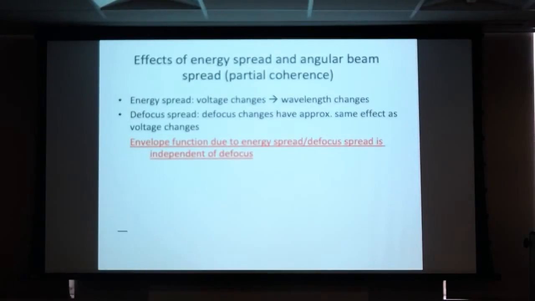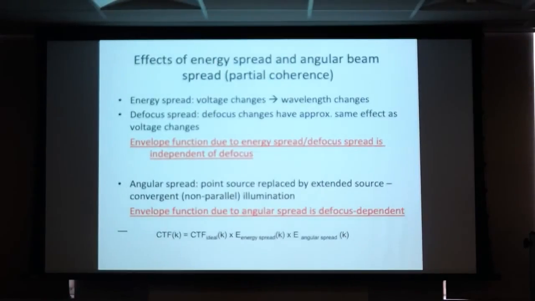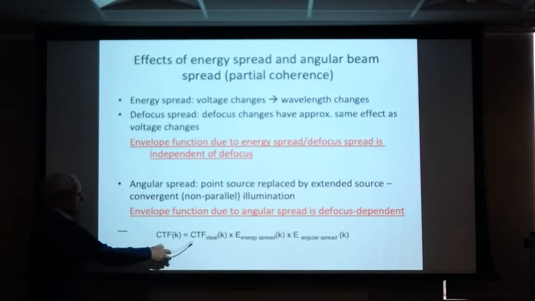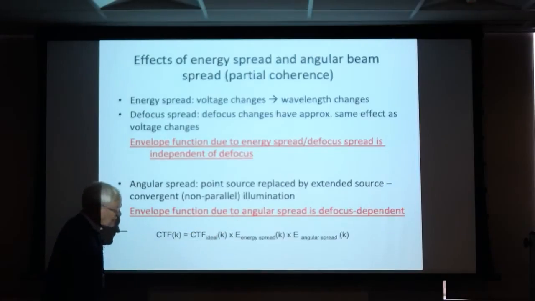And the envelope function due to energy spread and defocus spread is independent of the defocus. In the angular spread, the point source is replaced by an extended source, and if we have convergent or non-parallel illumination, the envelope function due to angular spread is defocus dependent. So we have two kinds of envelope functions. One is independent of defocus, the other one is dependent. So here is simply the formula. The CTF that you actually see is the ideal CTF times the envelope due to energy spread times the envelope due to angular spread.